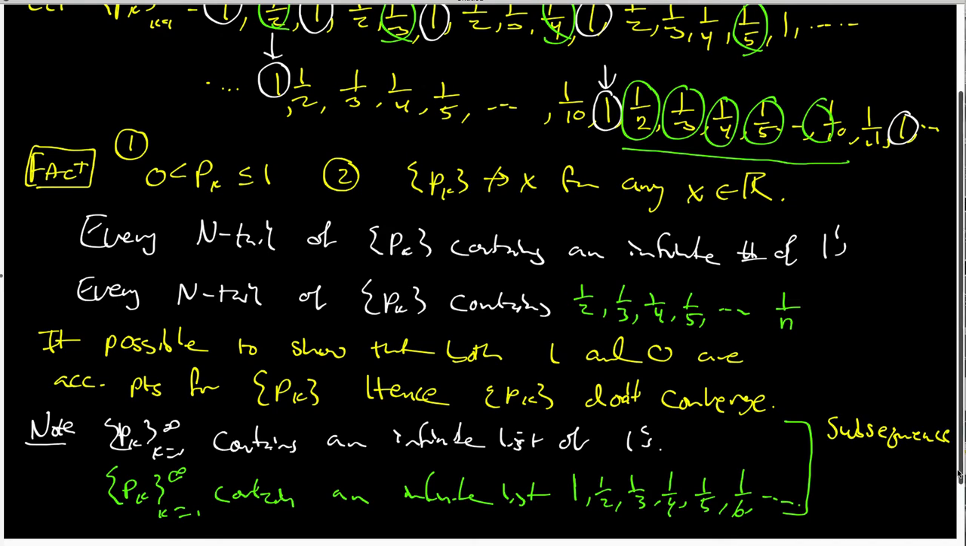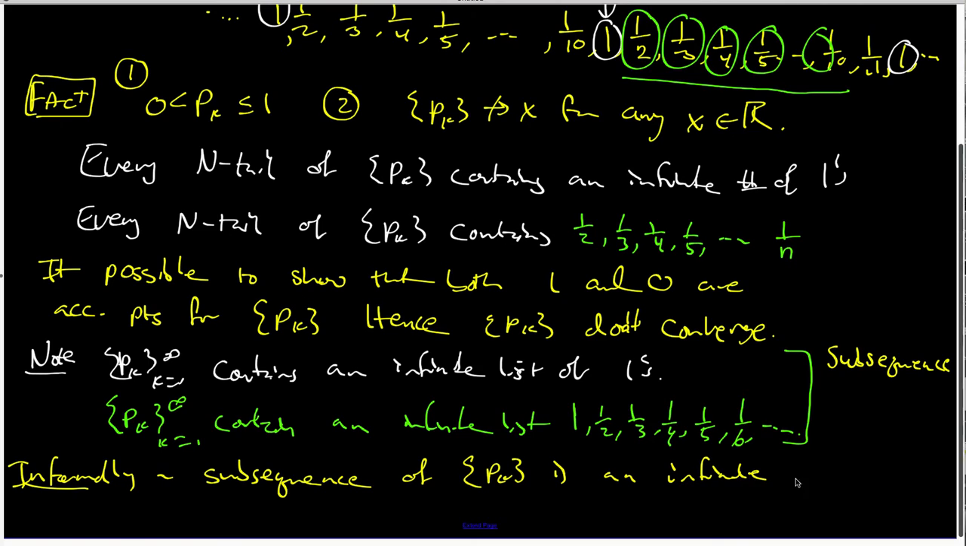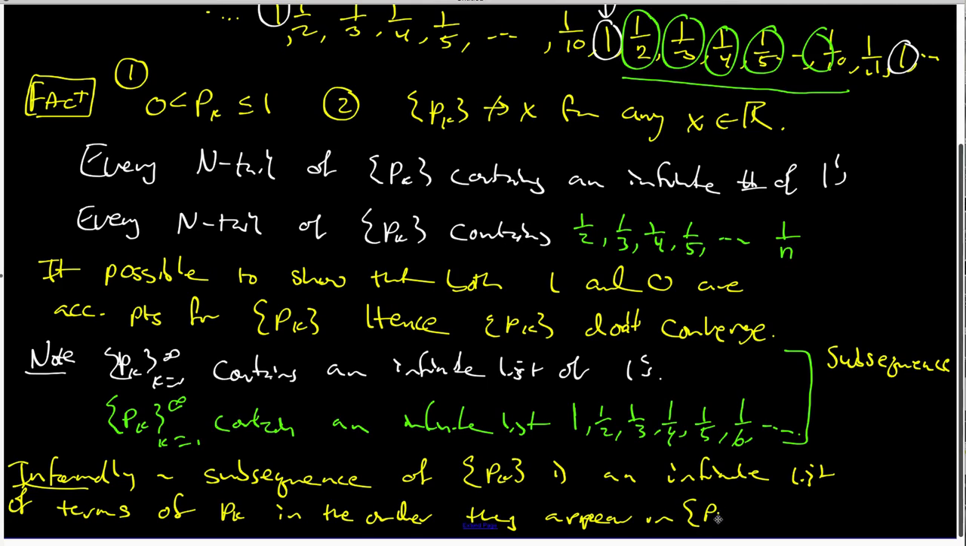So let's do this informal idea. Informally, a subsequence of a particular sequence is an infinite list of terms from my original sequence in the order they appear inside the original sequence.